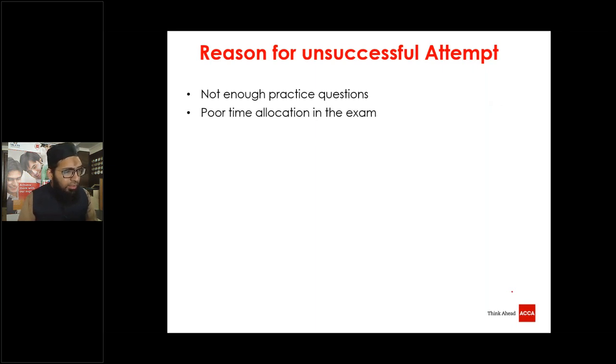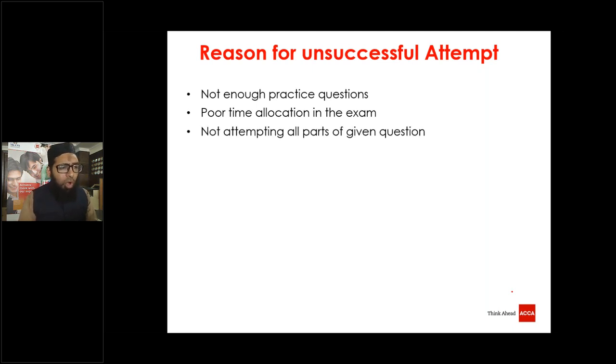Then sometimes there is poor time allocation in the exam. And due to that poor time allocation, what happened? You didn't perform your exam very well, and the result is that you won't get much marks. So once again, it will be very important for us that in the exam, we allocate the time to each part appropriately.